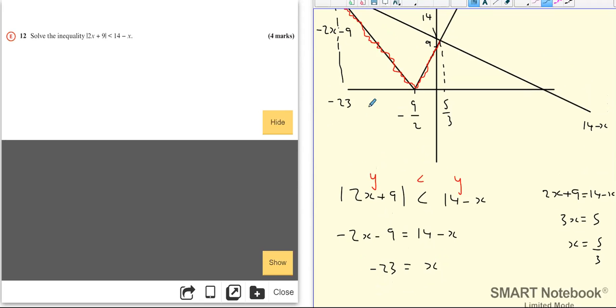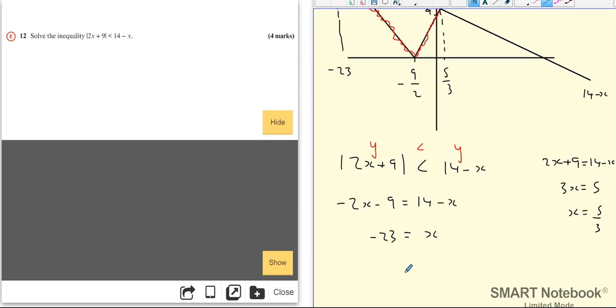You look at that and you think, okay, between minus 23 and 5 over 3. So we are going to write that as one inequality and say that it lies between minus 23 and 5 over 3. Does that make sense? Are we happy with that?